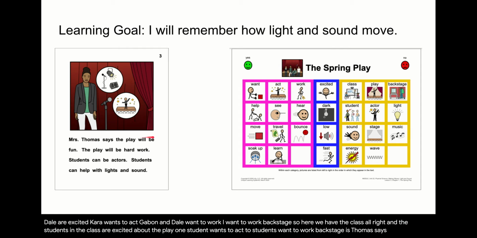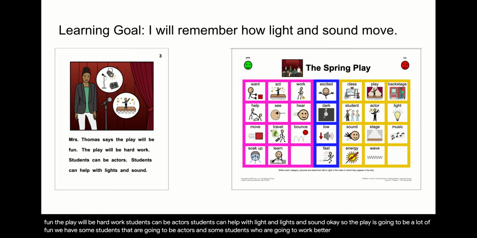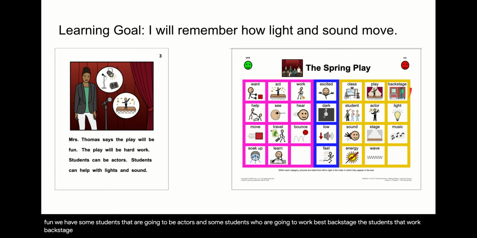Mrs. Thomas says the play will be fun. The play will be hard work. Students can be actors. Students can help with lights and sound. Okay, so the play is going to be a lot of fun. We have some students who are going to be actors and some students who are going to work backstage. The students who work backstage are the students who are going to help with light and sound. And remember, lights and sound are types of energy.